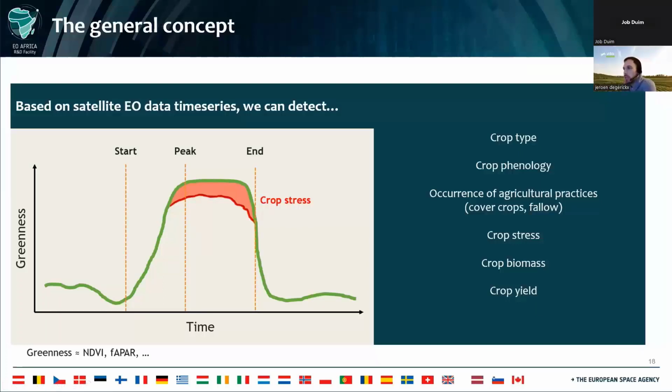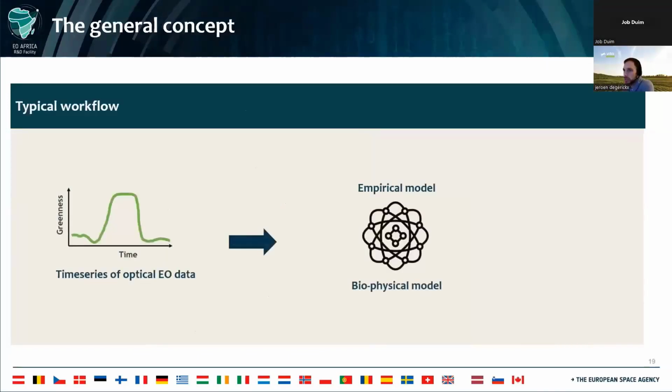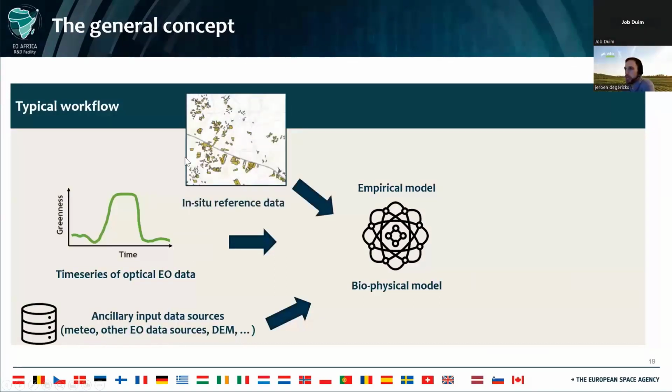So those are the main information products that we can derive from satellite-based or optical-based remote sensing data. And for each of those, I will go a bit more in detail later on. So this is our main input into our model, this time series of optical data. In terms of models, we can either make use of empirical models, and there I mean it's purely a data-driven model. It uses, on the one hand, the time series of optical data, and on the other hand, some reference data on what is actually happening in the field, and it tries to directly link those two in a machine learning model.